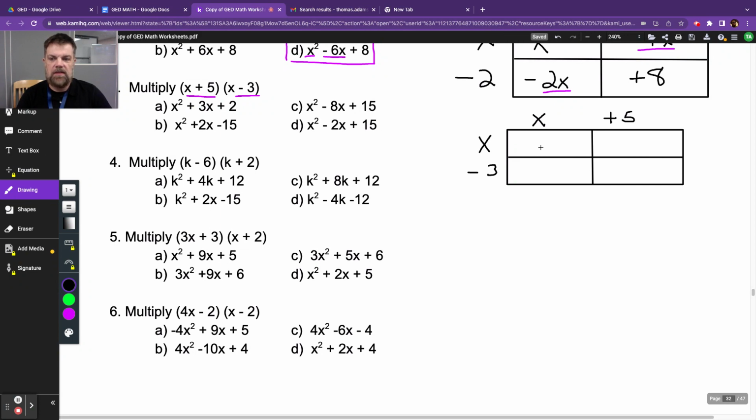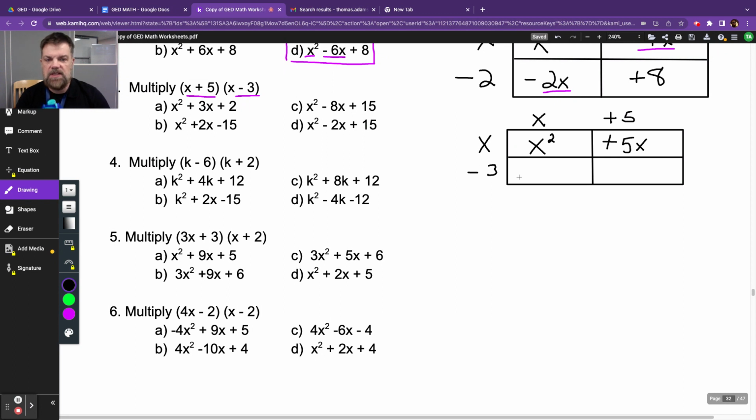X squared. Technically it's x to the second power, but we just say x squared. What is 5 times x? 5x. Yeah, we'll write the positive sign. That just helps us figure out the math when we go to combine like terms.